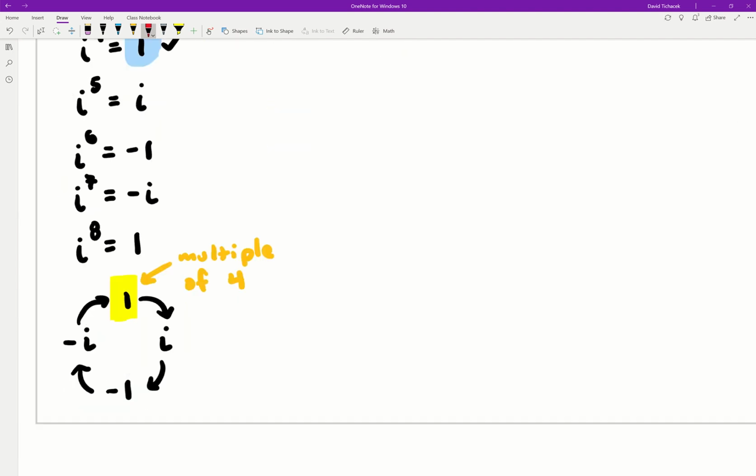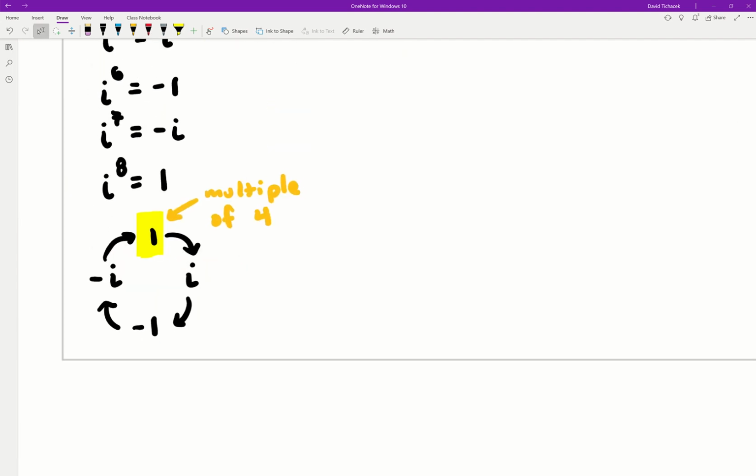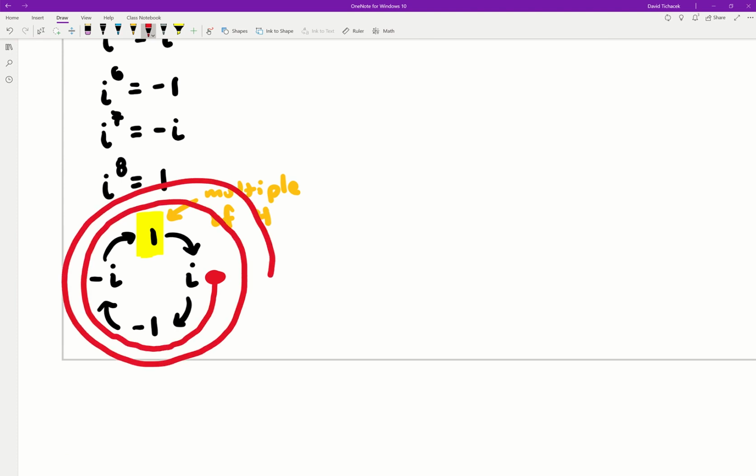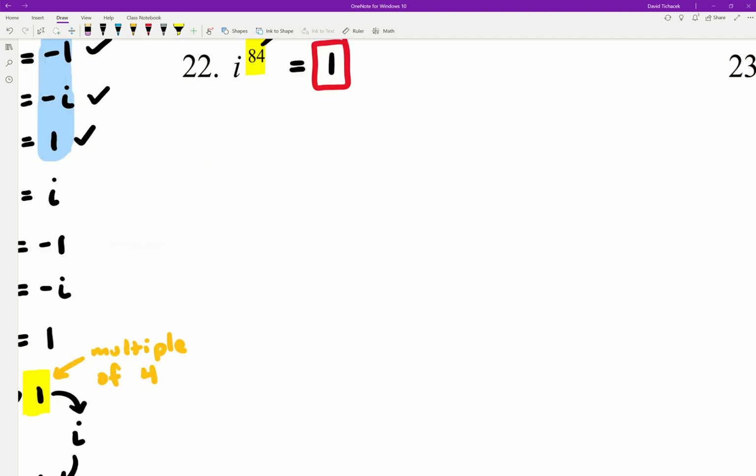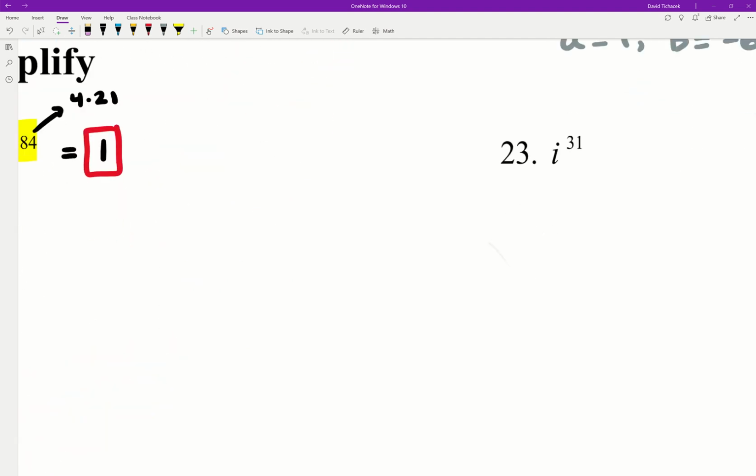And again, what you could do is you could go around 84 times, start here at i to the 1st power, go around, that would be 4, go around a second time, go around however many times until you get all the way up to 84 if you really wanted to, but that would take a long time. Just remember that any exponent on an i that is a multiple of 4 is automatically going to be equal to 1. I think that's the easiest way to do these problems.